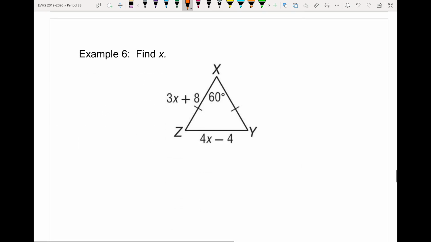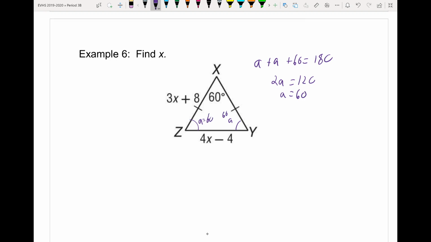All right, example 6. Okay, I've got what kind of triangle here? Equilateral. No. On the surface, it's an isosceles triangle with a 60-degree vertex angle. Now, whenever I know that these two guys here are congruent, I'm not going to use x, I'm just going to use a for my angle measure there. A plus 60 equals 180, which means 2a equals 120, so a equals 60. That is smart. They're all 60 degrees.